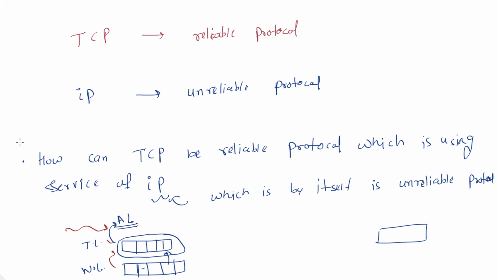So do not get confused with this sentence, that how can TCP be a reliable protocol which is using the service of IP, which itself is unreliable. IP is unreliable, that is okay, but this unreliability is just till the network layer, which means whenever the transport layer is transferring the data to the application layer, then the data is reliable. So that's what I meant here.